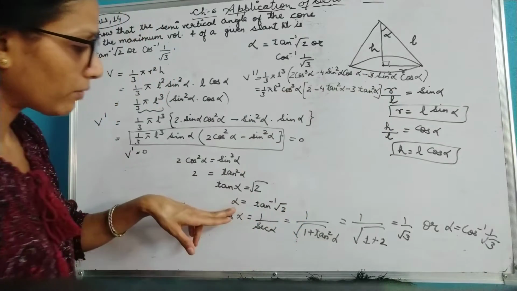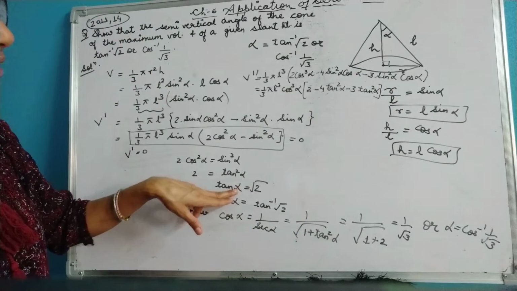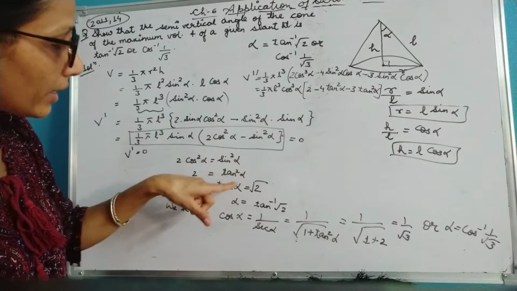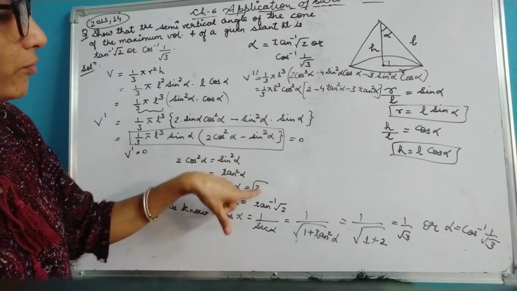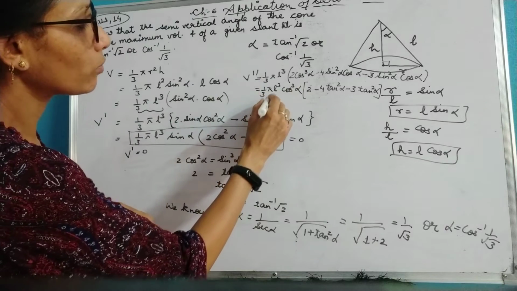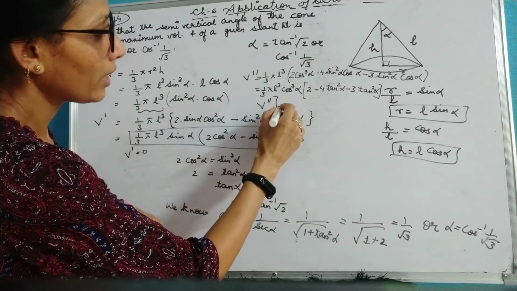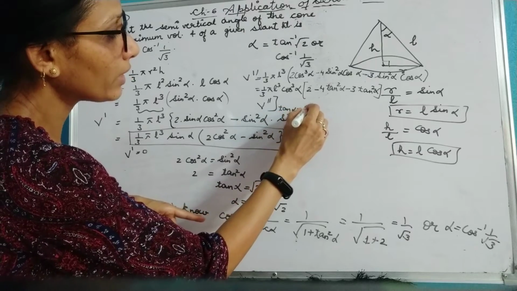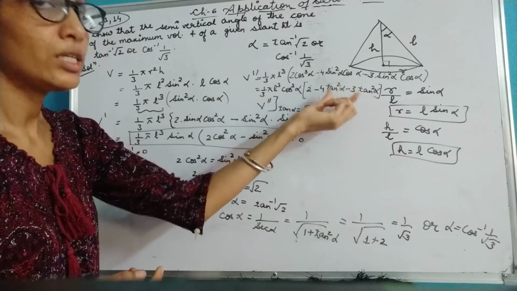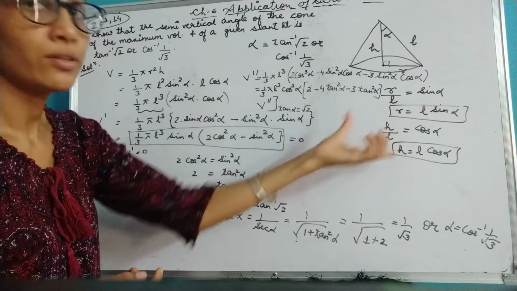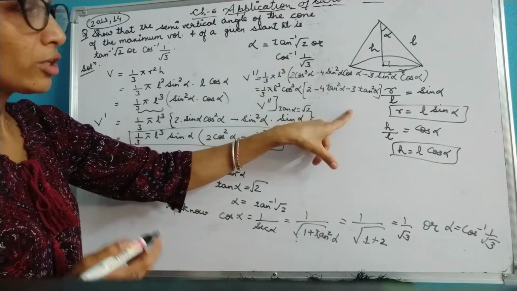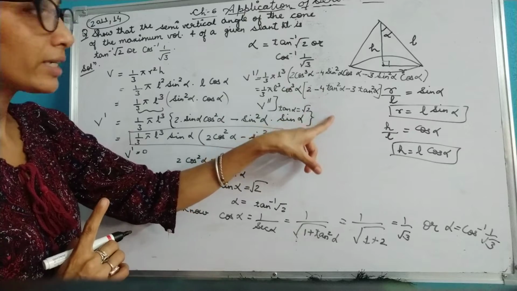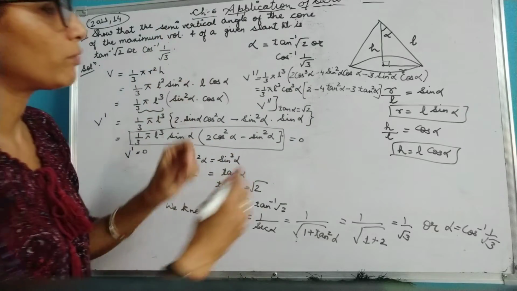Children, here we have calculated the value of tan alpha. Now my term has come in the form of tan alpha, so I can put the value of tan alpha from here. That means I am calculating V double dash at tan alpha equal to root 2, and I'll find out whether this value will give me a negative value or not, because when the second derivative is negative, then only it gives you the maximum value.